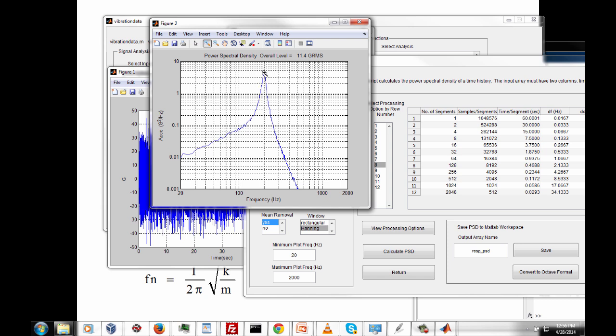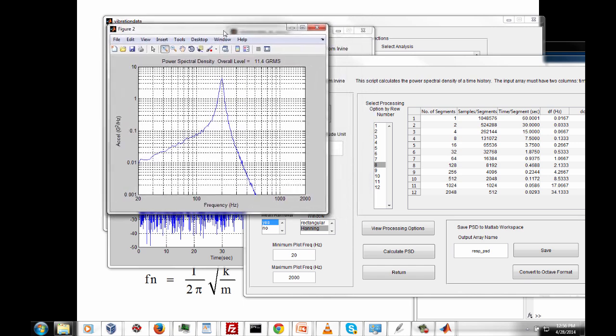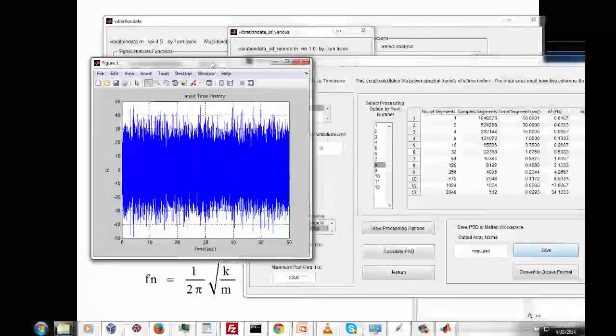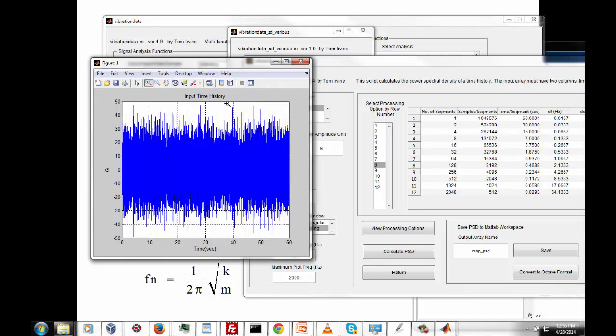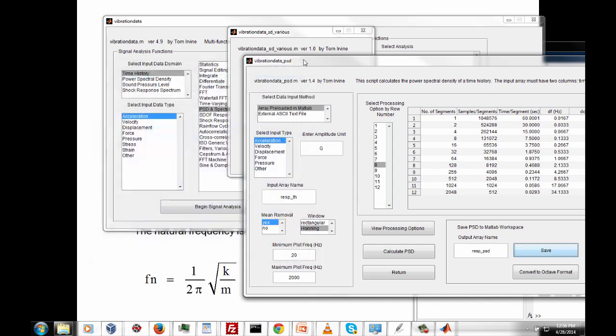Then around 200 hertz, we're getting our resonant amplification effect. And then the system filters out the high frequency energy. And there's actually a couple better ways to look at that. So we're going to do that here momentarily. Here's now this input time history for our PSD calculation, but it's really the response time history from our spring mass system as subjected to the NavMat base input.